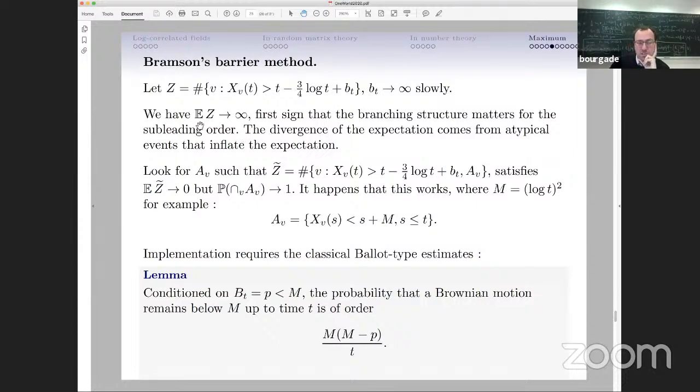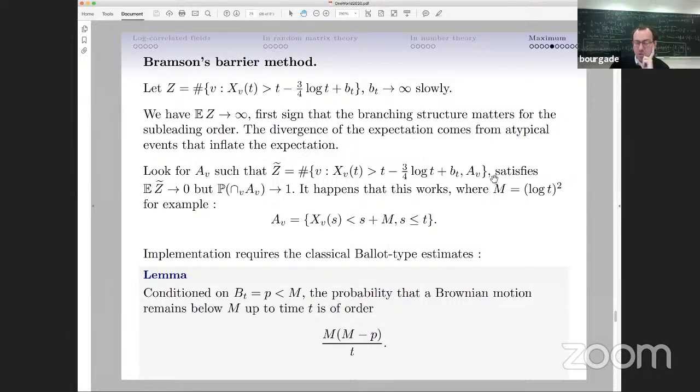The problem, of course, is that the first moment does not give you the right answer, because at the level of the first moment, you don't see correlations. It's just like for independent Gaussians, and for independent Gaussians, it's t minus 1/4 of log t, so it diverges. So what you may want to do as a probabilist is to condition on some good event.